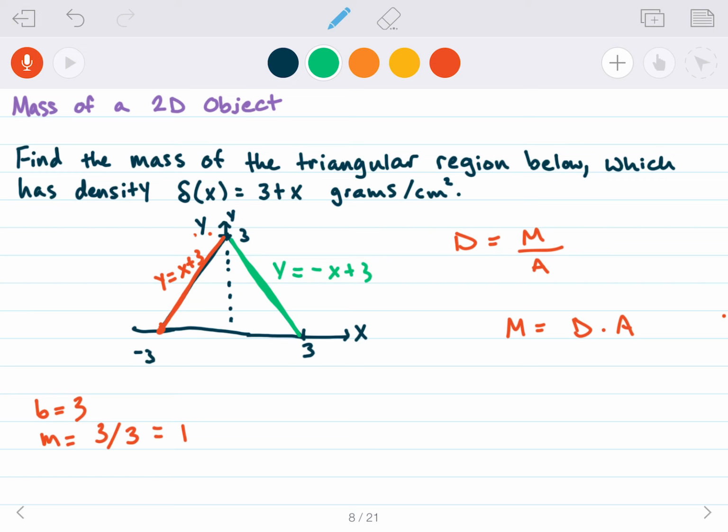Right? Here we're rising 3, but this time we're running to the left 3. So we indicate that running to the left with a negative. Anyway, so y equals negative x plus 3.